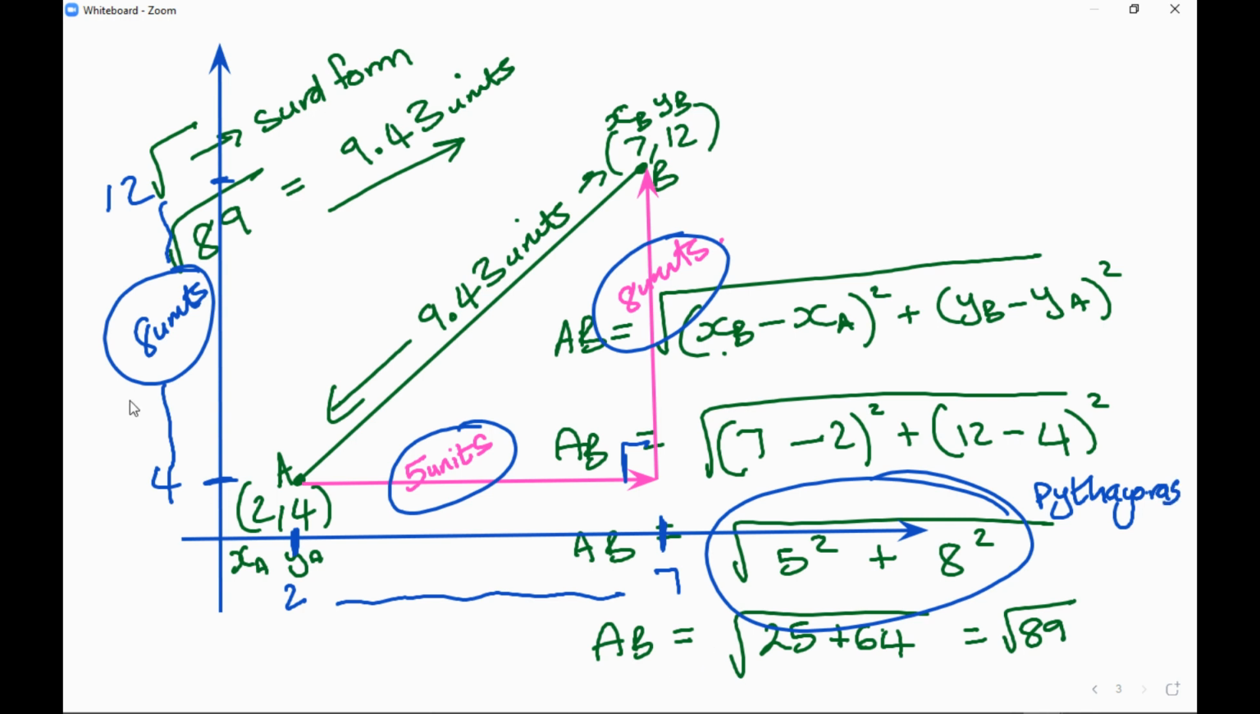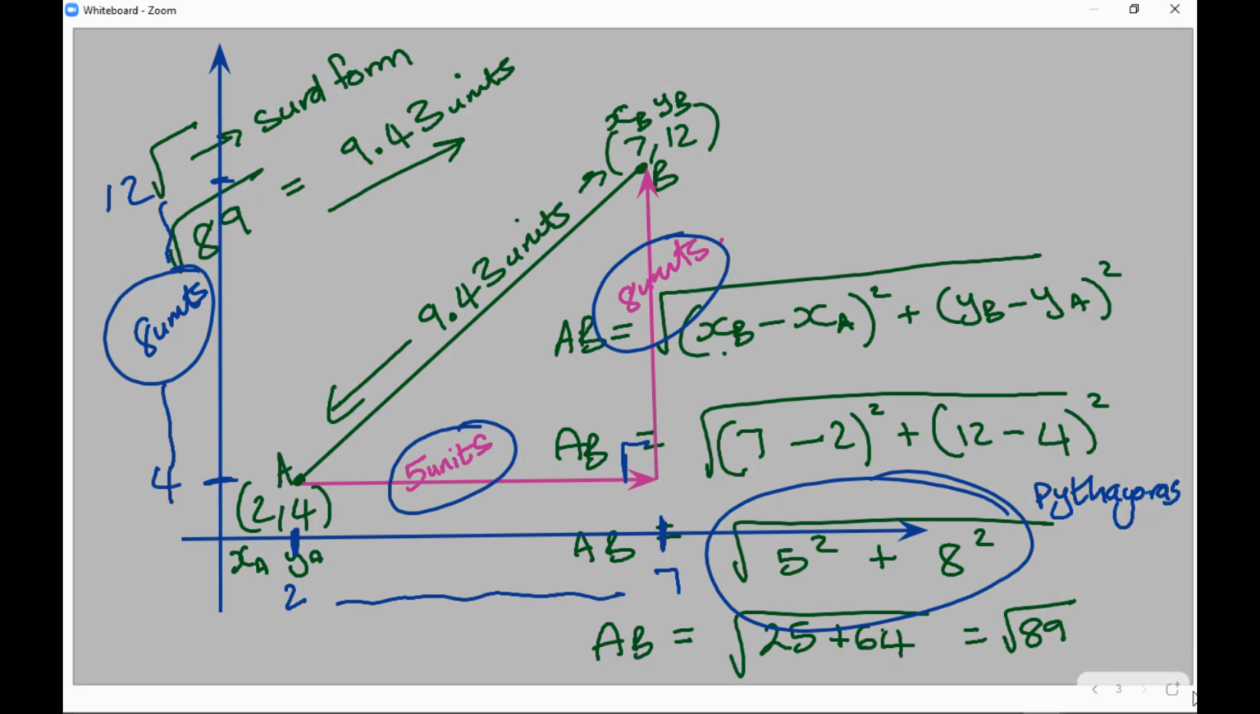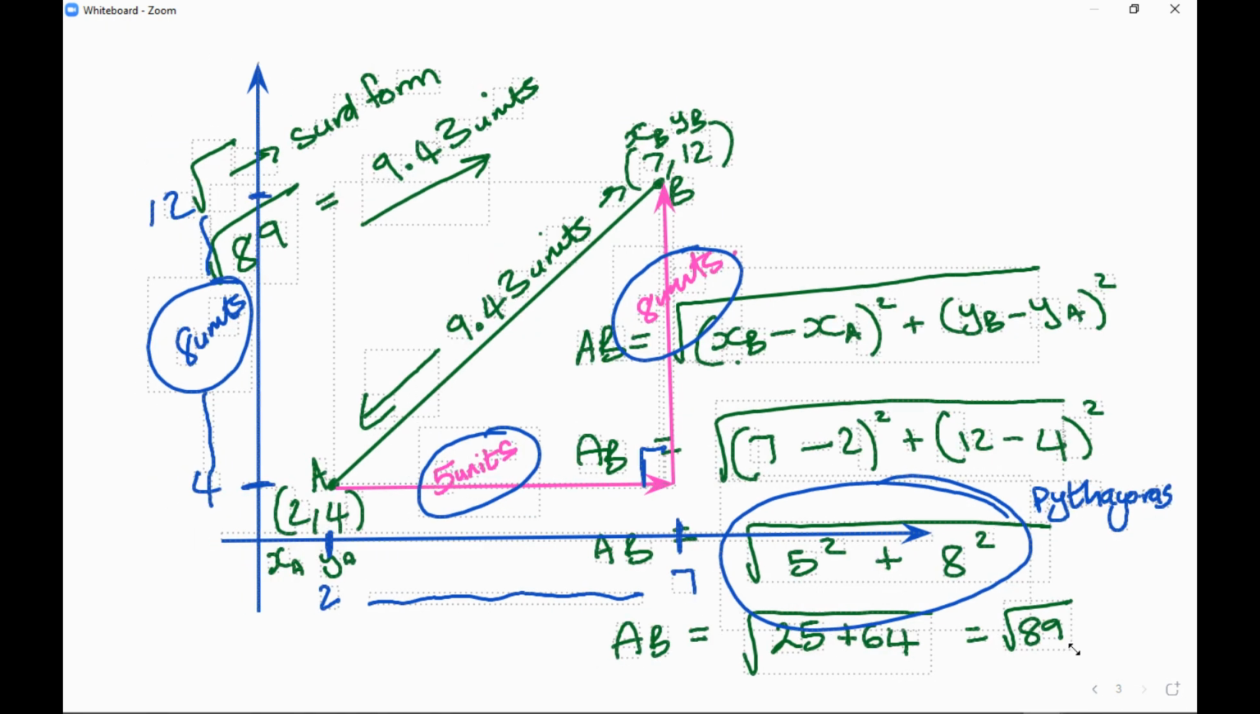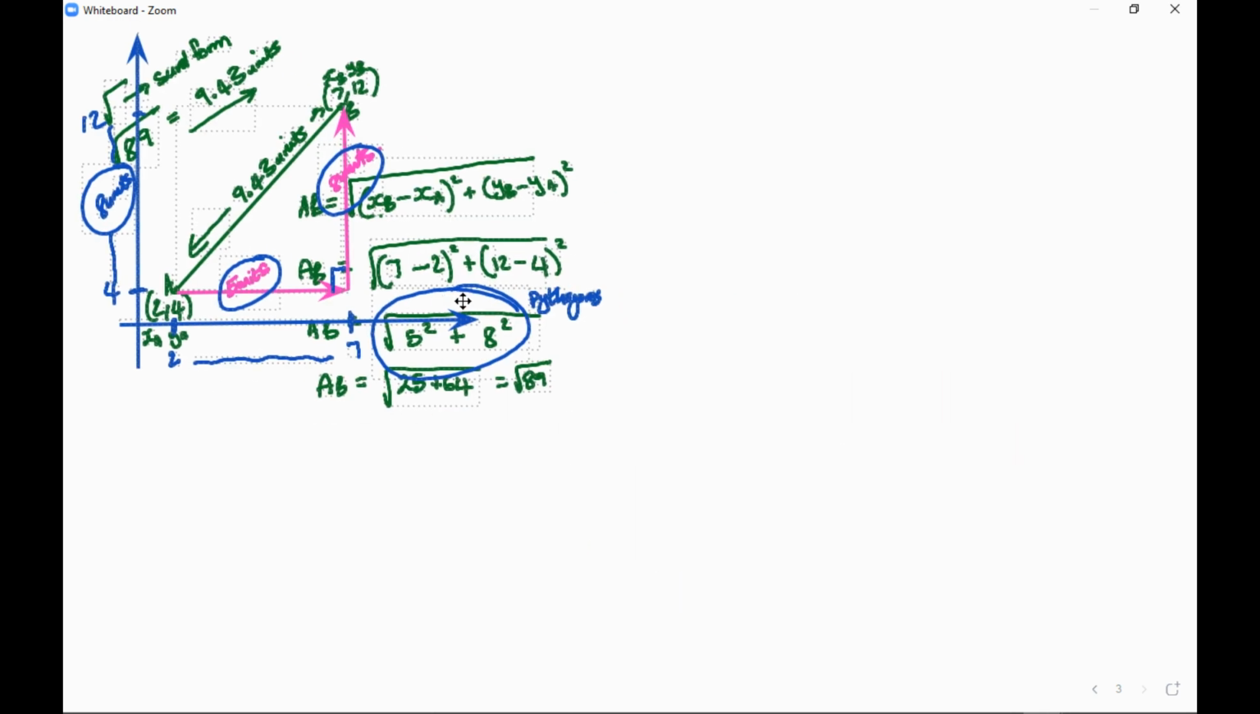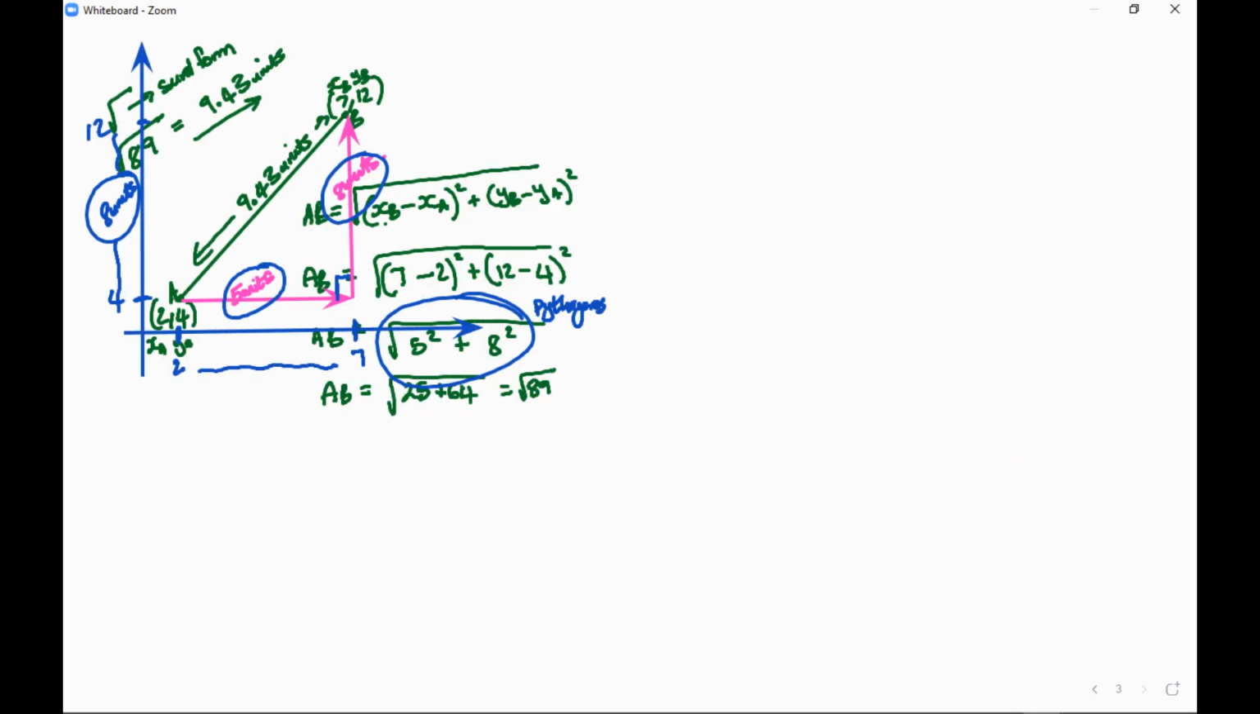Keeping those formulas in mind, I'll keep it on the side this time, and I want you to try one now, keeping that formula there.